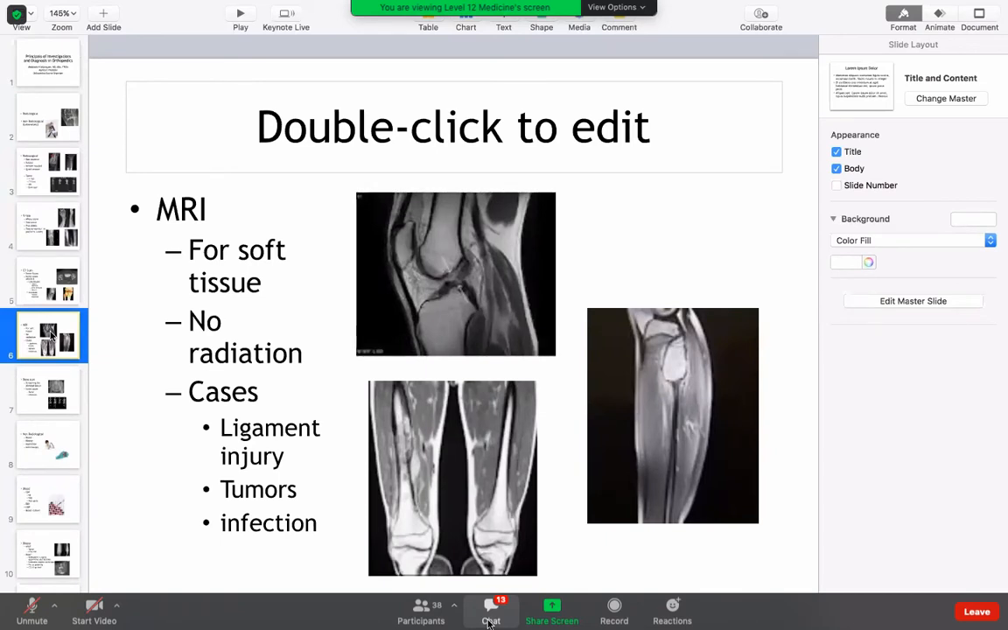It's better for soft tissue. There is no radiation because it depends on the magnetic field. It's very good for ligamentous injury cases, tumors, to assess soft tissue, and also infection.